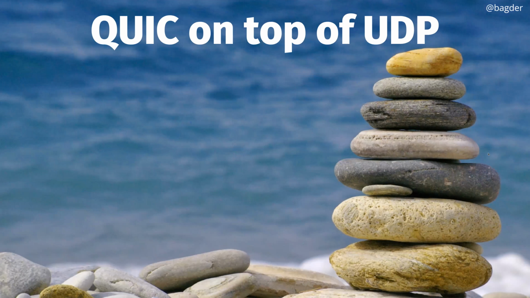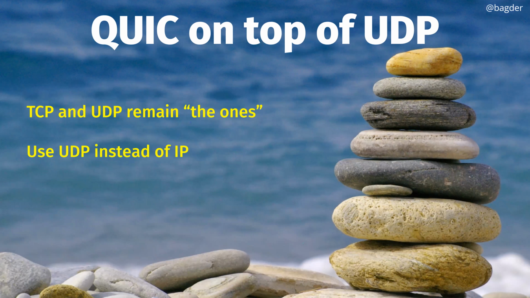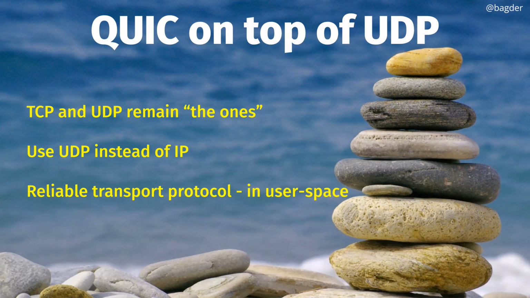So Quick is a new transport protocol, but it is built on top of UDP. UDP and TCP remain the only protocols we will see and use in that OSI layer, above the IP. They will remain the ones. Quick is instead a new layer on top of UDP, sort of TCP implemented on top of UDP, a replacement for TCP and TLS. And it's a reliable transport protocol implemented in user space.